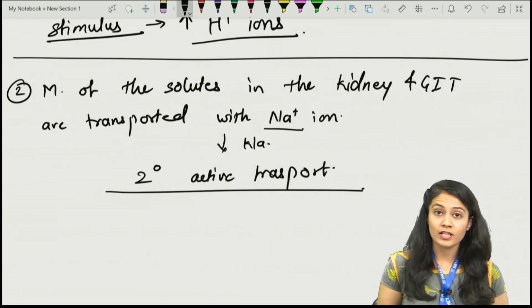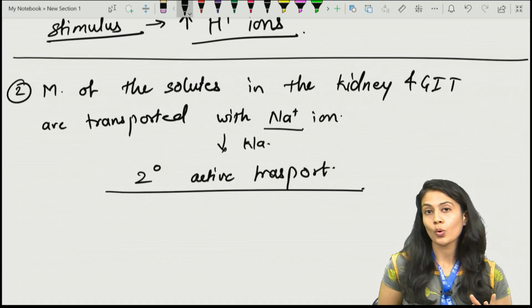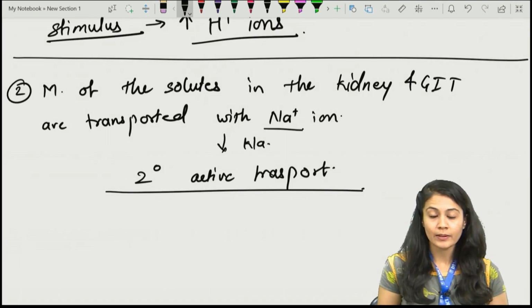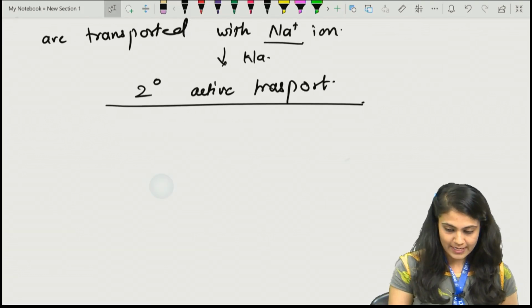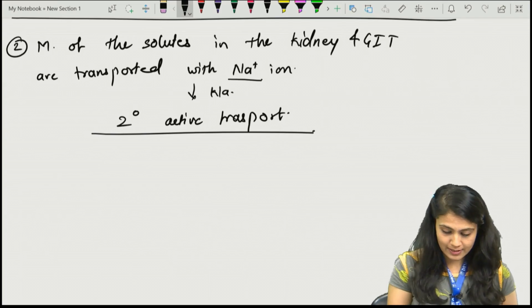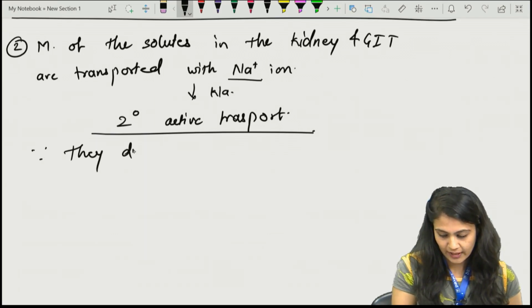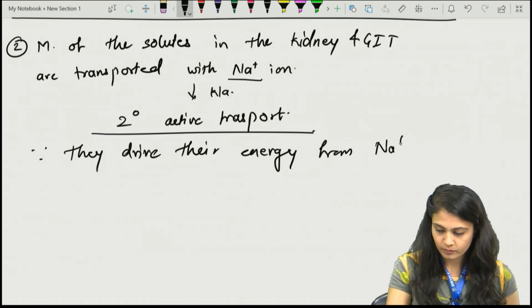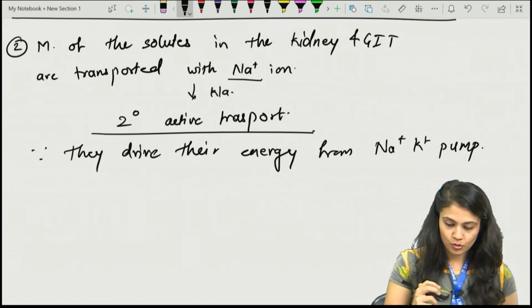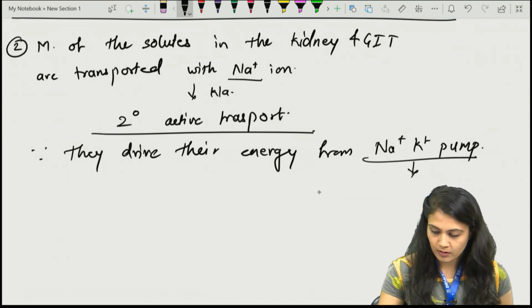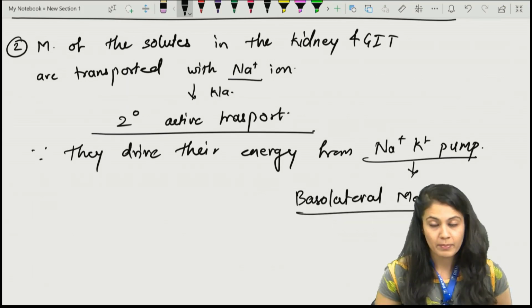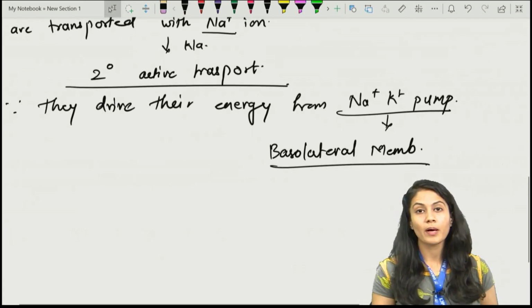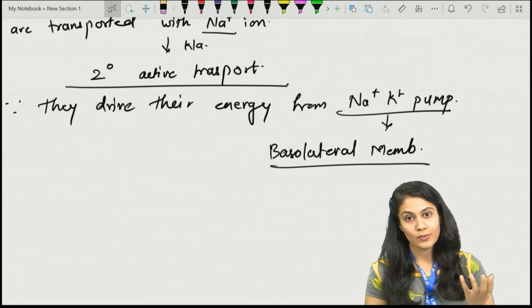Why is it known as secondary active transport? For example, if the sodium glucose transporter, SGLT, is working, it uses the energy of the sodium potassium pump. So we can write that it is known as secondary because they derive their energy from the sodium potassium pump. And where is this pump present? Usually it is present on the basolateral membrane of the cell. Why? Because the absorption of the substance is going on from the apical area. So that's why it is present on the basolateral membrane.